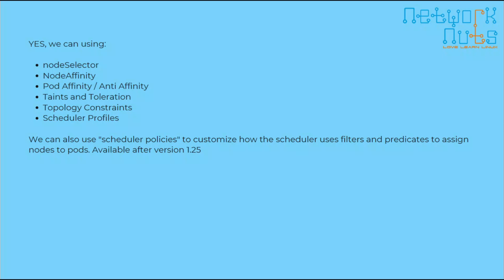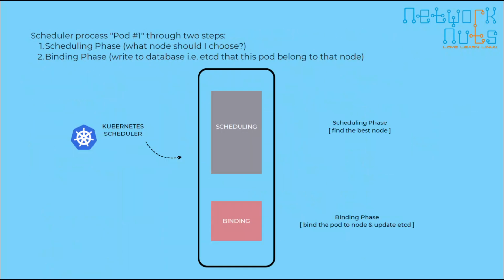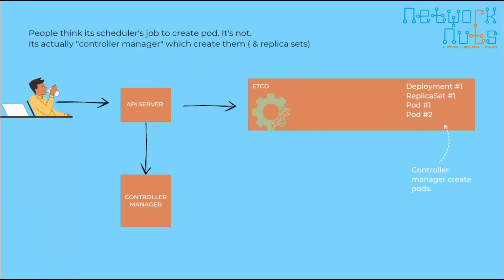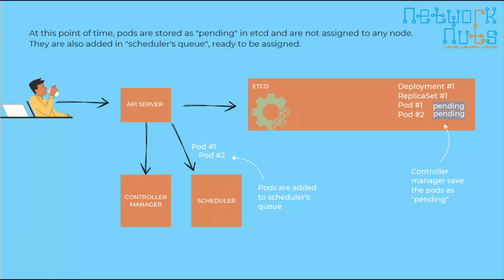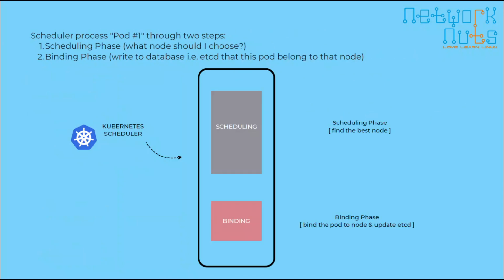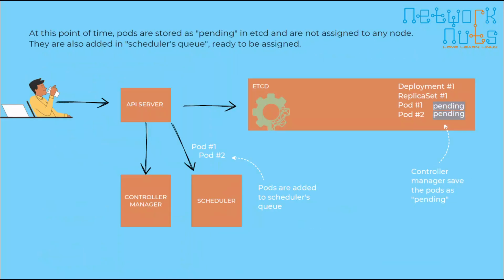But again, that is out of the bounds for this course, for this video. The idea is you need to understand how things work. First, it gets written in etcd, the pods are marked as pending, then those pods are added to the scheduler. The scheduler uses filtering and scoring to find the node, and once the node is selected, say my pod is running on node C, the node C entry will be updated here. That is the binding part, right?